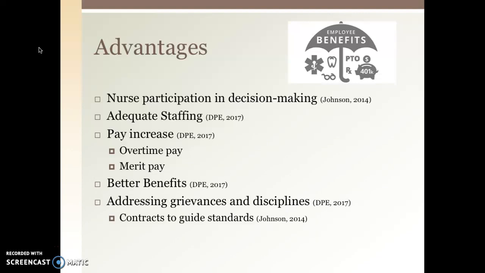When a nurse union uses collective bargaining, they can gain advantages that allow them to participate in decision making. This participation can allow voices to be heard so adequate staffing can be met for better patient safety, which author O'Brien reports as being the ultimate overall goal for nurses within a collective bargaining unit. Through negotiations and concrete contracts, nurses can achieve pay increases that include overtime pay, merit pay, and better benefits.